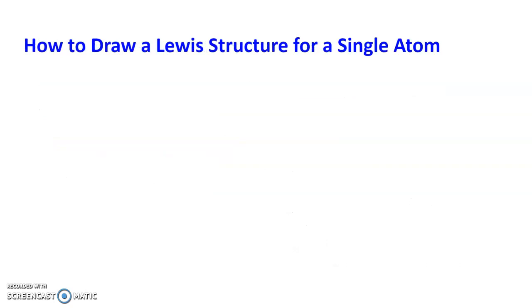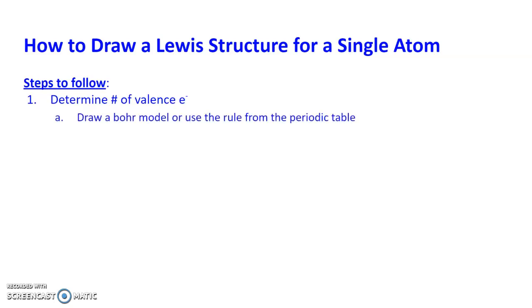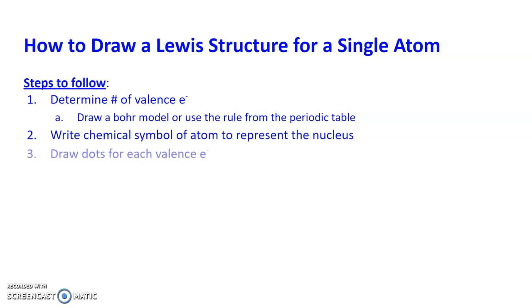How to draw a Lewis structure for a single atom. It's easier than it perhaps sounds. So the steps to follow are these. Determine the number of valence electrons. You can look at your periodic table to do that, or you could draw a Bohr model, but that's a lot of work. You will then write the chemical symbol of the atom to represent the nucleus. So take the symbol from the periodic table. You will draw a dot for each of the valence electrons, and then you're done.